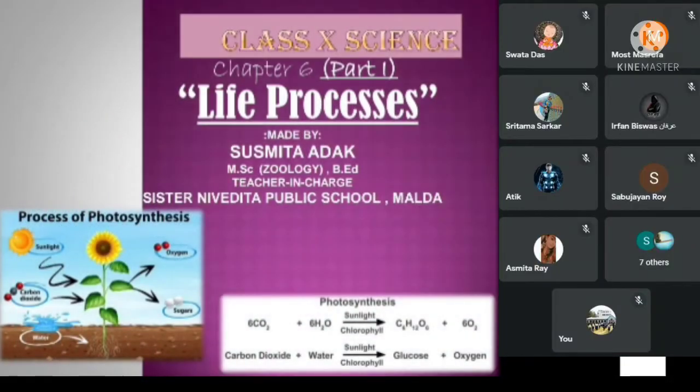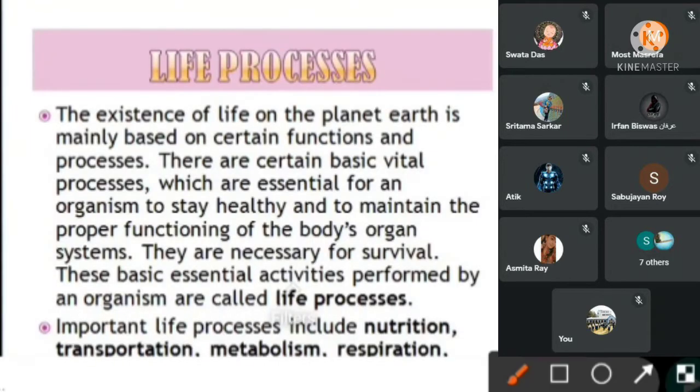Good morning everyone. Today we will study life processes, from chapter 6 of class 10 science. So first of all we will see what life processes are. As the name of this chapter is life processes, we first have to know what a life process is.